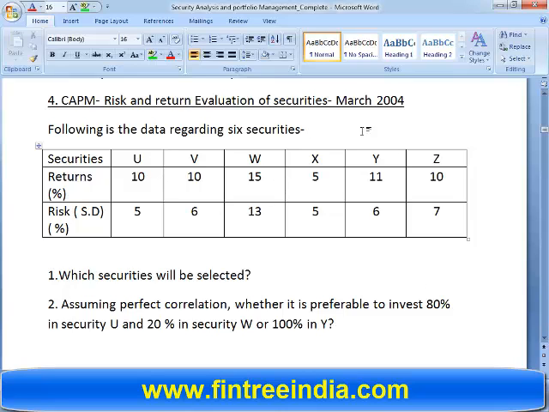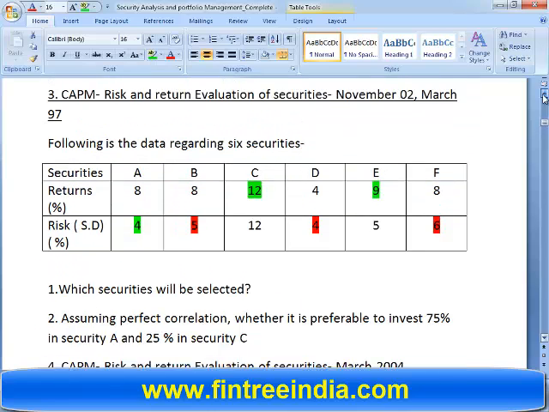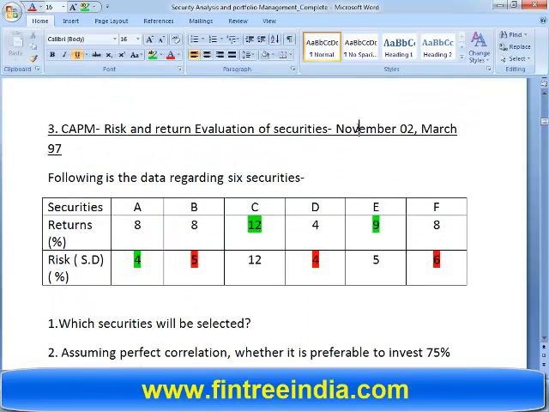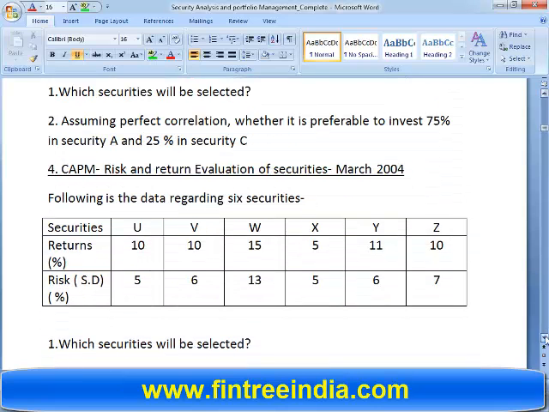They have copy-pasted exactly the same question. If you see the logic, the previous question was November 2002, then March 97, then this is March 2004. They've also kept the logic exactly same, 10, 10 and 10 in the last column.